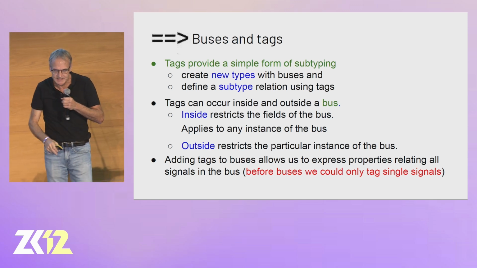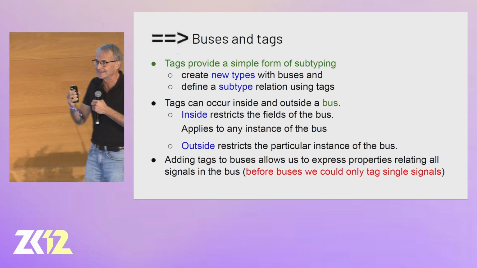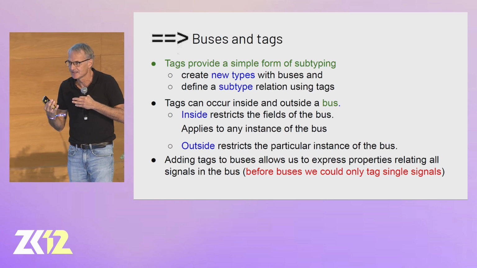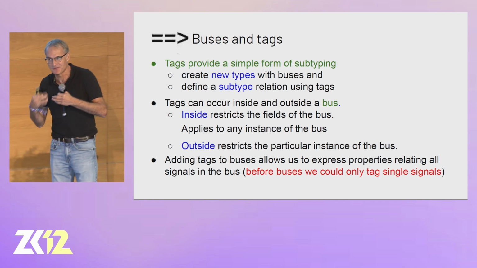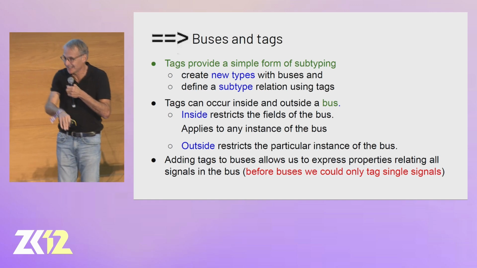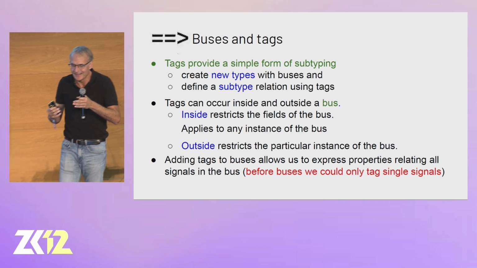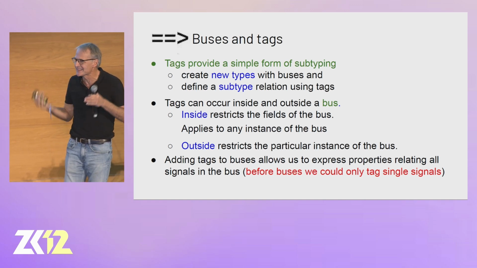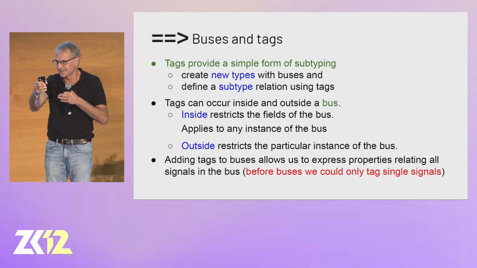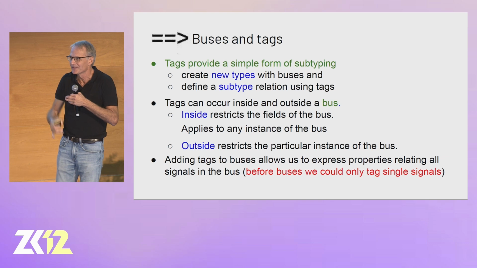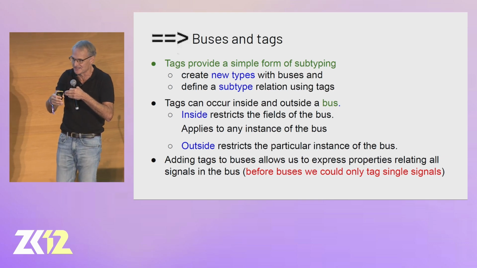So you see here that when you define a bus or use a bus, tags can be inside and outside, and with different meanings. If you have them inside, they somehow restrict every instance of this bus. I'm saying that this field has this property. So I'm restricting what should be in the bus.